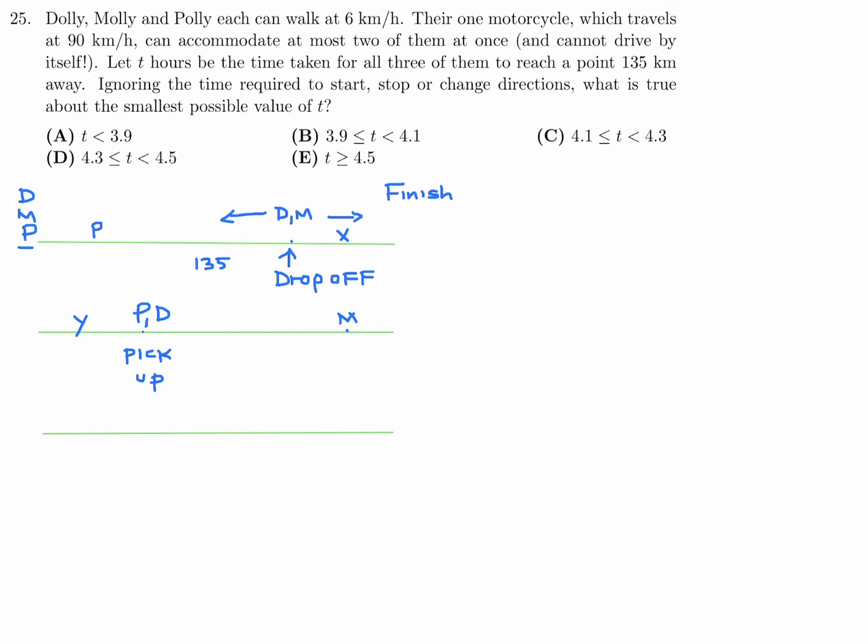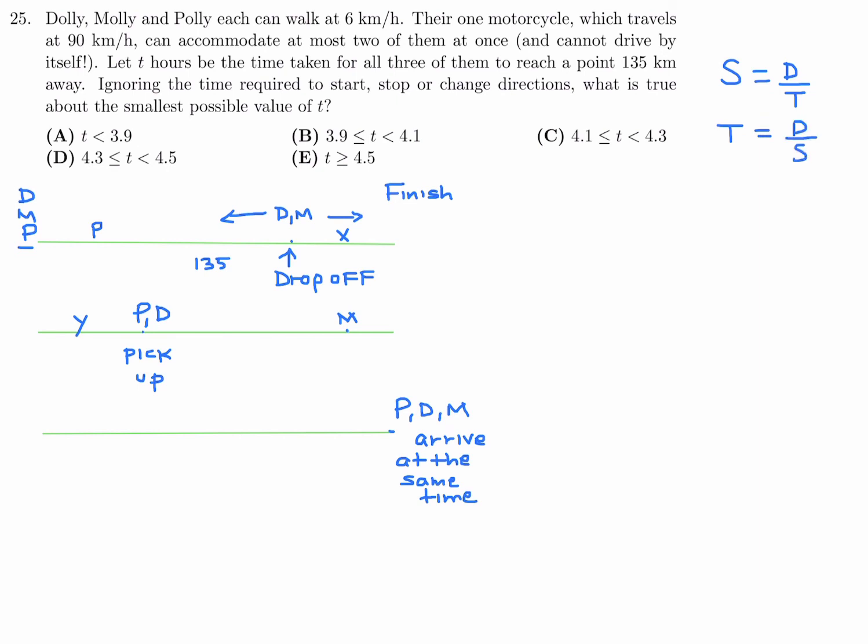Then Dolly picks up Polly and then drives her forward on the motorbike. So then they go together, and eventually they end up at the finish line. So they all end up at the finish line, P, D, and M. Okay? And they all arrive at the finish at the same time. So let's figure this out. And we're going to use, of course, that formula, speed is equal to distance over time, and any variation of this formula, such as time is equal to distance over speed.